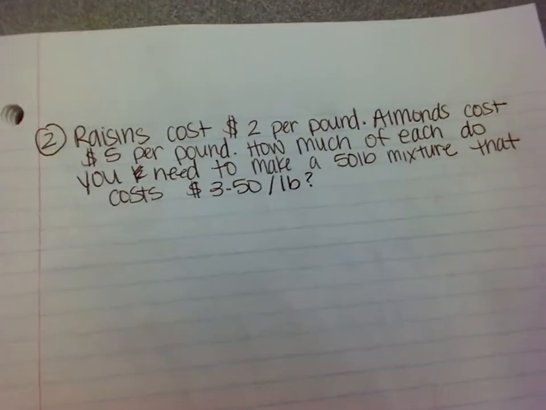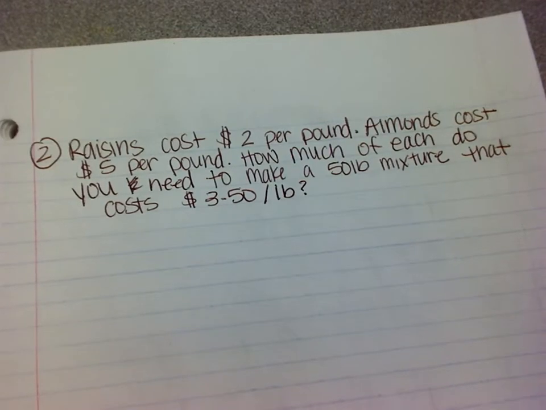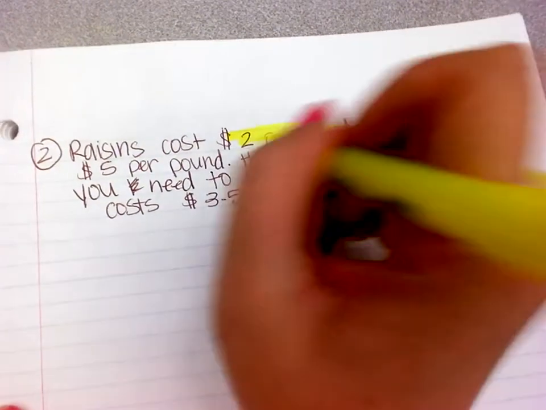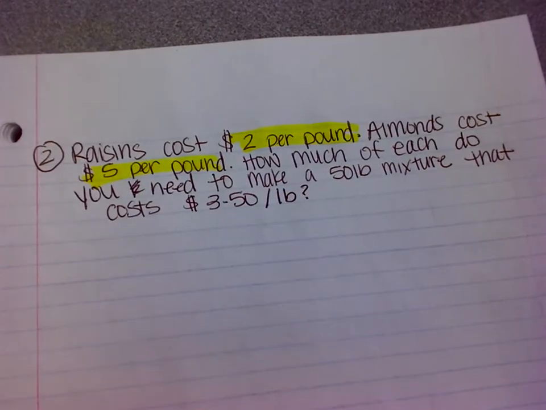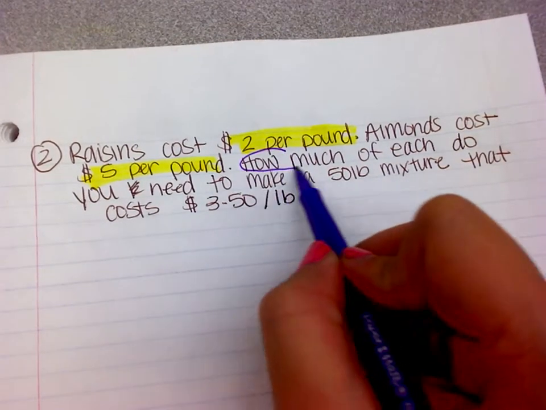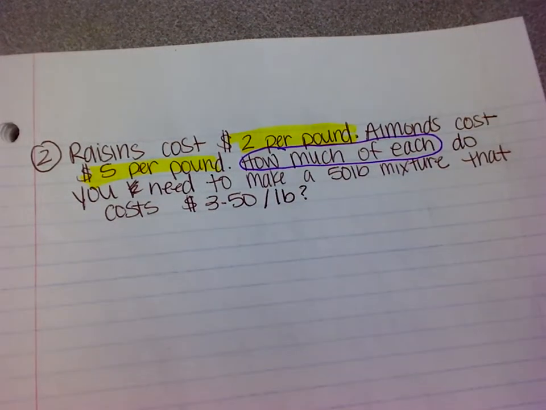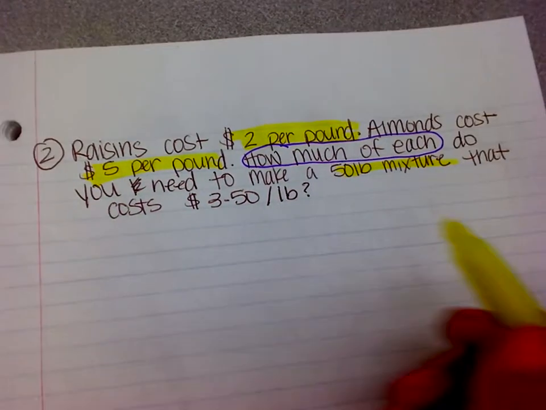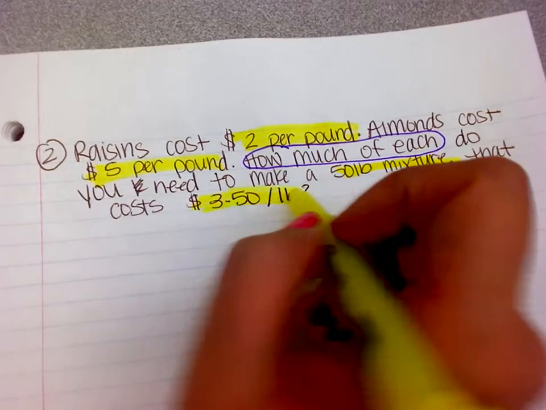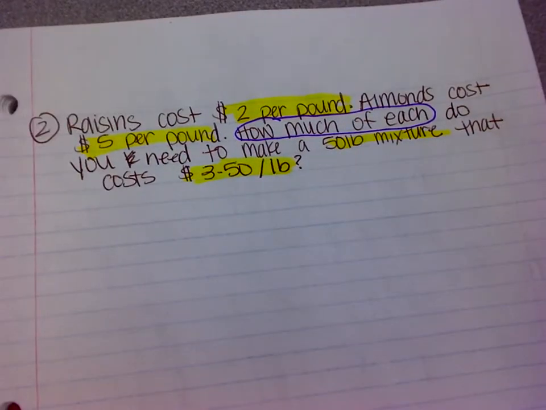Okay, step 1 tells us to highlight or underline the important information. So what do we know? Go ahead and do it. Highlight and underline that important information. Raisins cost $2 per pound. Almonds cost $5 per pound. I always like to circle what's being asked. So how much of each do you need to make a 50-pound mixture that costs $3.50 per pound? Step 1, we did it. We highlighted the important information.